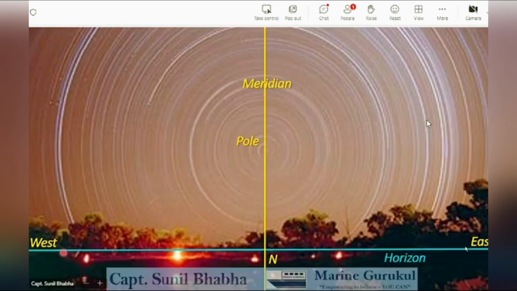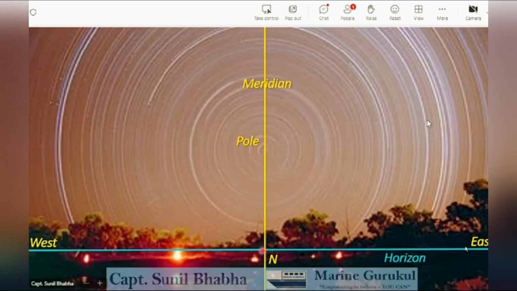Now let's assume we have a free gyro and we want to make a gyro compass with it, and we align the spin axis of that free gyro to the north point on our horizon. This is our directional reference, the north point on our horizon. So I point the spin axis of my free gyro to this end point.